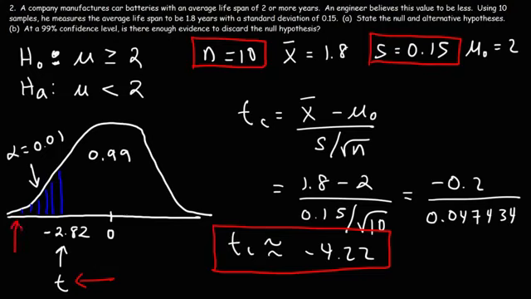Well, our calculated t-value is in the shaded area. It's in the rejection region. So that means we should reject the null hypothesis. Therefore, we could say that with a 99% level of confidence, we cannot accept the null hypothesis that the average lifespan of the car batteries is 2 or more years. We could say that with 99% confidence, we believe that there is enough evidence to discard the null hypothesis. And that's all we could say for this problem. So that would be our conclusion.